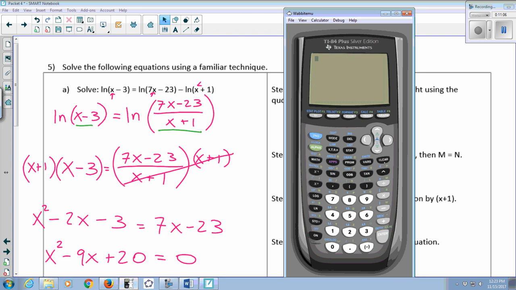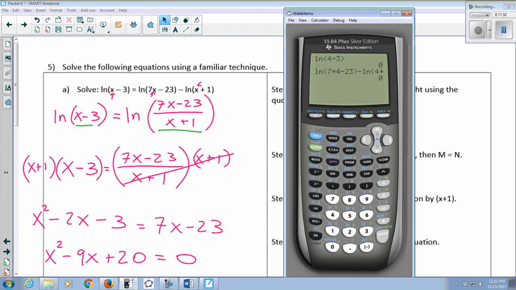So I'll just do it all on my calculator. Let's see, the ln of 4 minus 3 is 0, and then the ln of 7 times 4 minus 23 minus the ln of 4 plus 1, also 0. So the left side is 0, the right side is 0, so 4 is a solution.